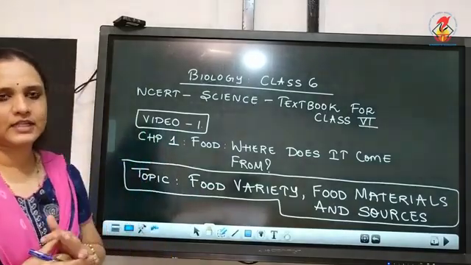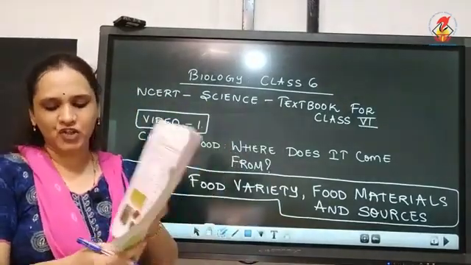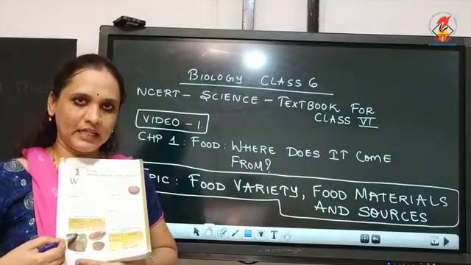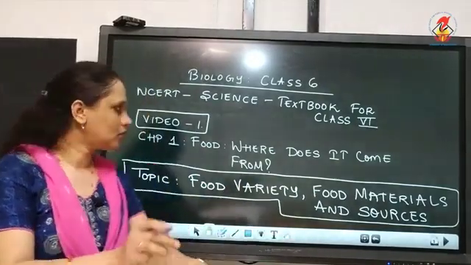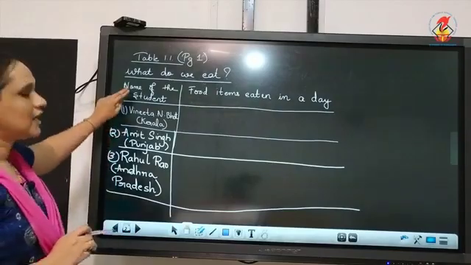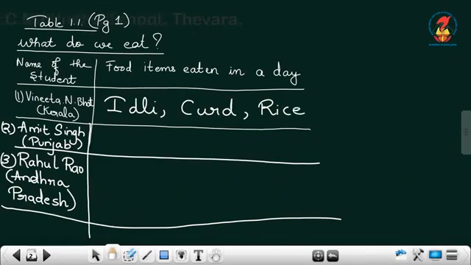Now let us fill table 1.1, what do we eat, which is there on page 1. We will be filling this. Now here what is given? Name of the student, food items eaten in a day. So I have taken a person's name from Kerala. What does she or he have in a day? She could have idli, curd, rice, etc.